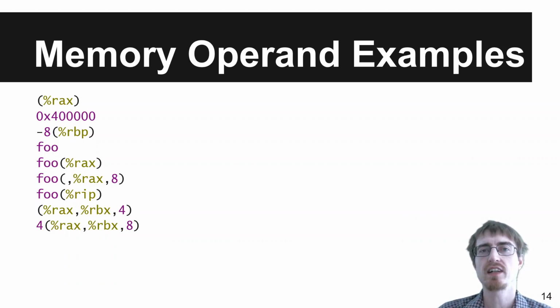So on this slide there's a number of example memory operands. For each of them we will show the C code that this would correspond with, to give you some idea of why you would use these particular constructs in assembly code.